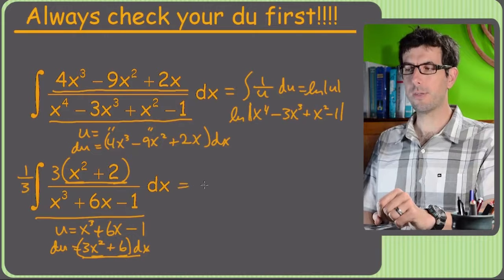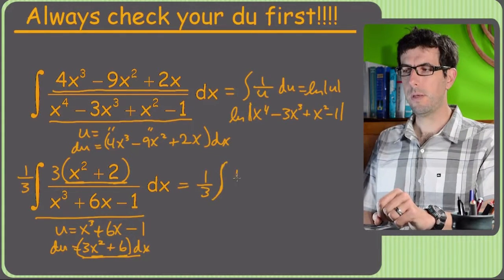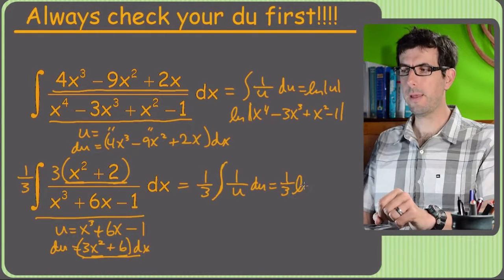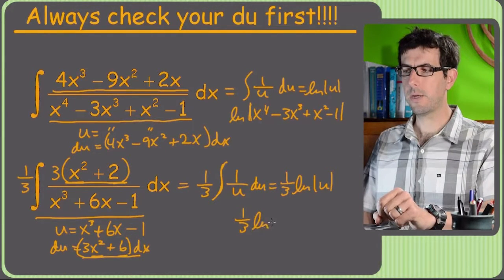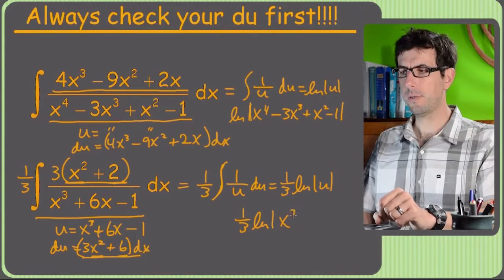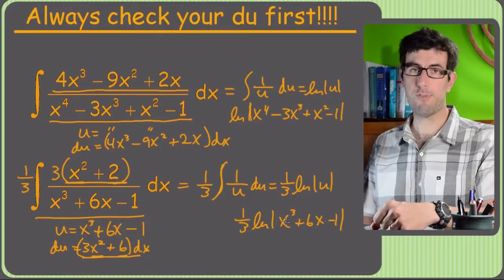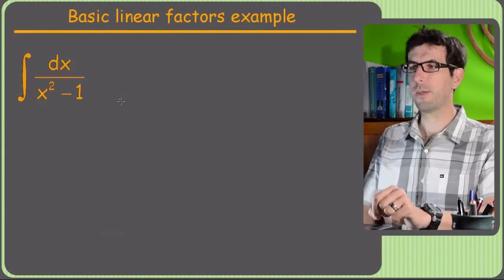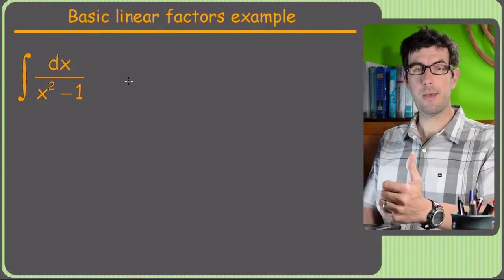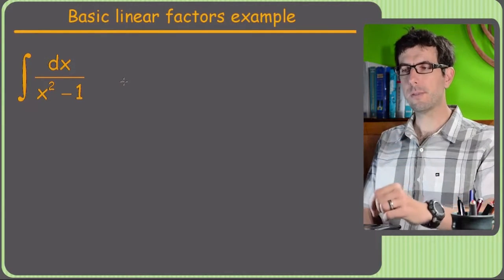But the point is, there's going to be 1/3 integral of 1 over u du. So you see once again we get 1/3 ln of u, where this time our u is a little bit simpler, x cubed plus 6x minus 1. Alright, so keep your eye out for that because u sub is so much faster than what we're about to go through. Alright, so the first kind of partial fractions, the most basic ones.